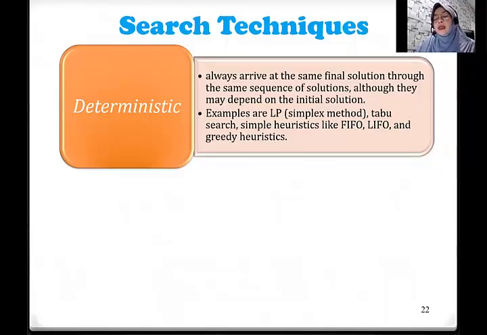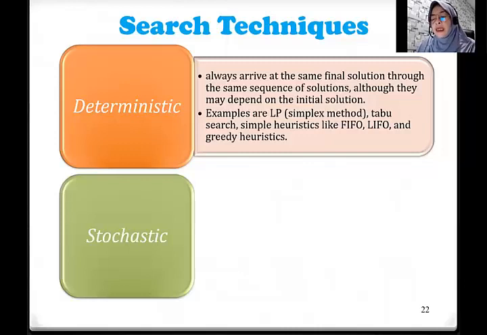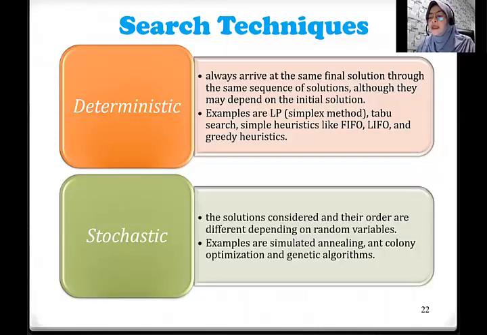So what are the stochastic techniques? The solutions considered and their order are different depending on a random variable. That means every time we run the algorithm, we will end up with different solutions. For example, simulated annealing, ant colony optimization, genetic algorithm, and many more.